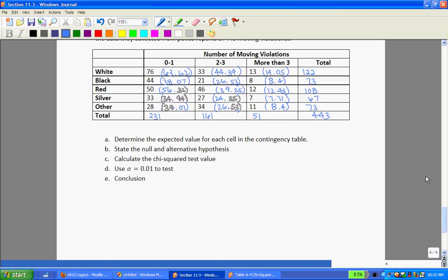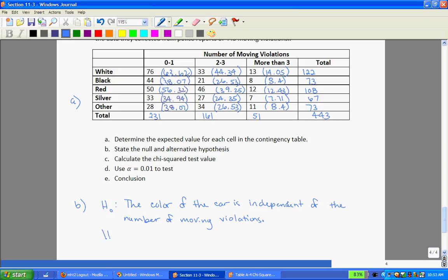Now for part B, we're going to state our null and alternative hypothesis. Remember, the null always has to do something with independence, so here I would say the color of the car is independent of the number of moving violations. For the alternative, we would just say that they are dependent.